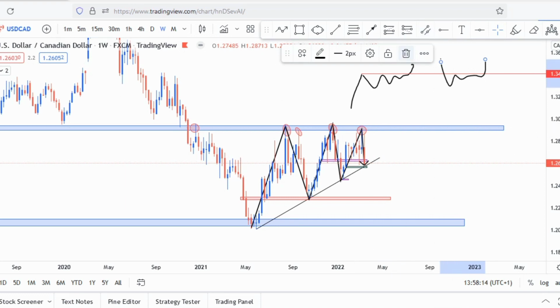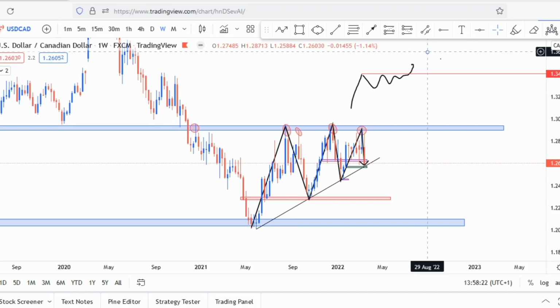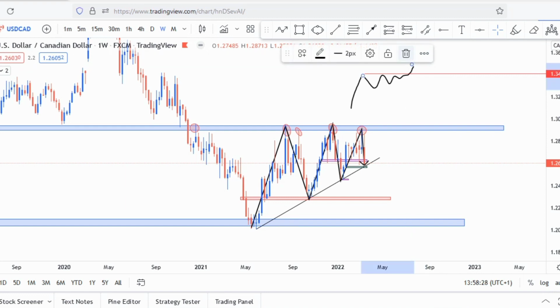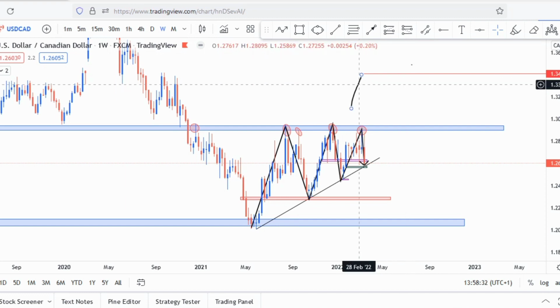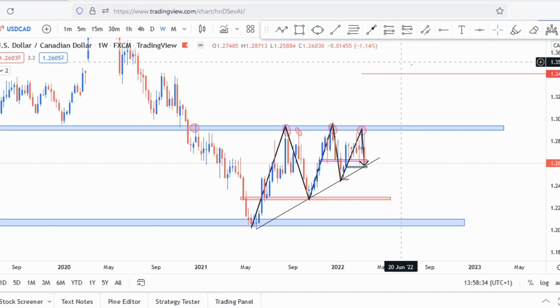On the other hand, even though that's the pattern that normally forms, there's still the possibility that price could break below the trend line as well, so we have to be very careful and just trade the market as it gives us the opportunity. So that's what we'll be looking at in the upcoming week, and that's what we are seeing on the weekly time frame.